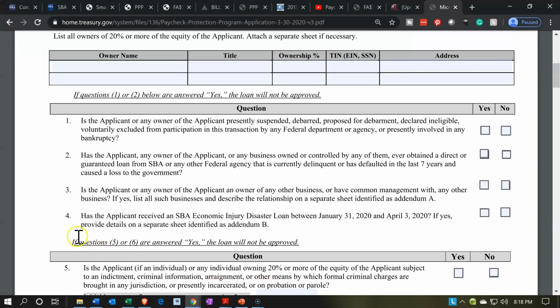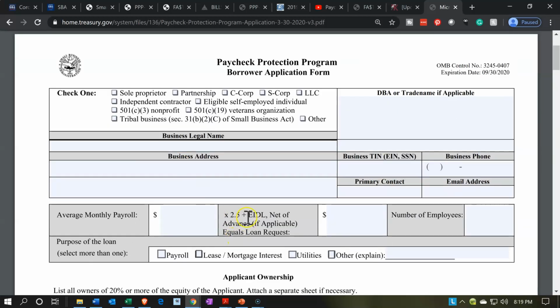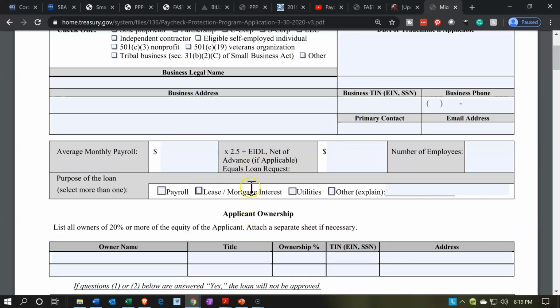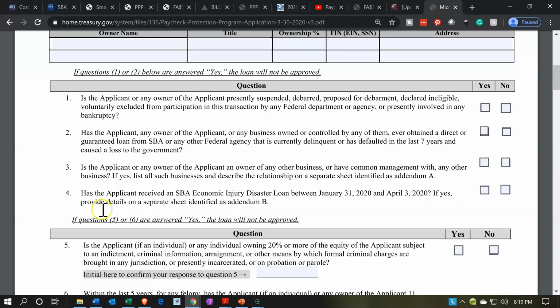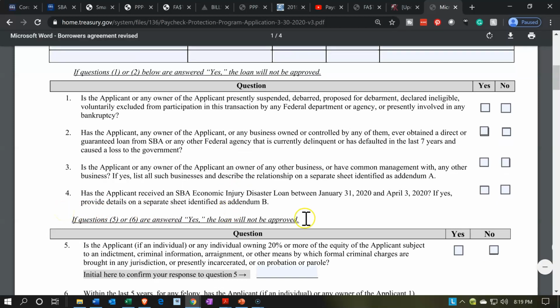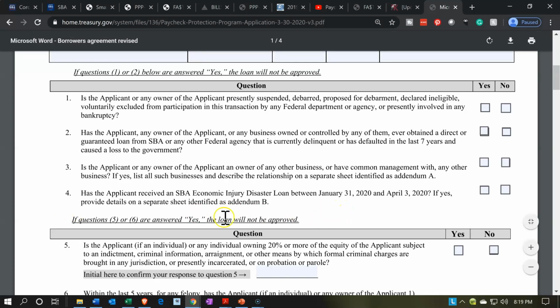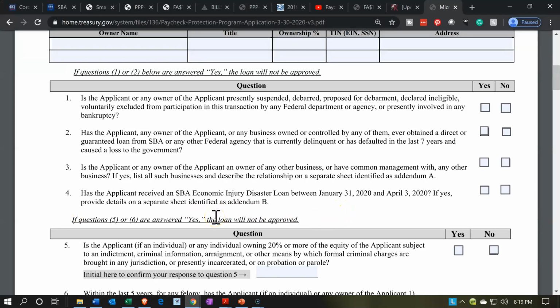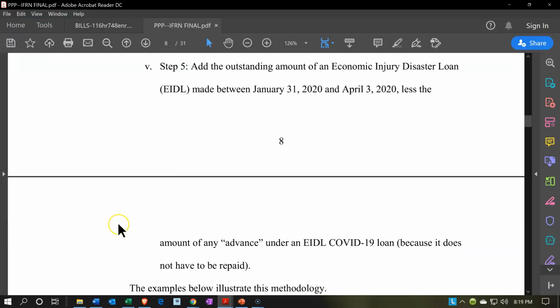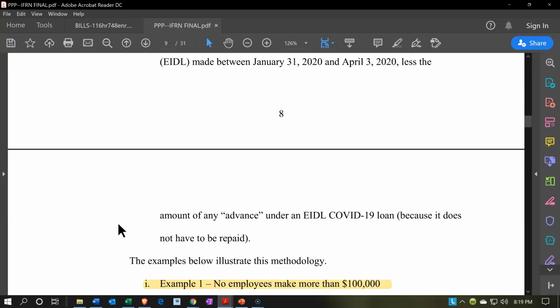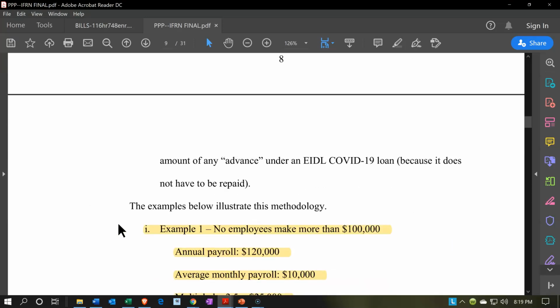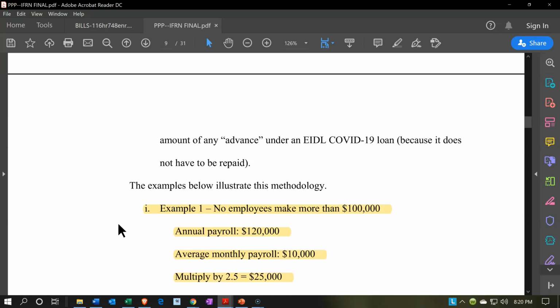Now note that number 4, if I jump back over to the application, also says that, so we have that calculation, you could see that calculation on the form. So it's 2.5 plus the EIDL net of the advance. And then number 4 down here also says, has the applicant received an SBA economic injury disaster loan between January 31st and April 3rd? If yes, provide details on a separate sheet identified on the addendum. So it's also the information related to that loan that they're requesting here on line 4. So it's still a little confusing to me how exactly those two loans are going to tie together at the end of the day. But in any case, let's go look at some examples. Maybe that'll clear some things up.